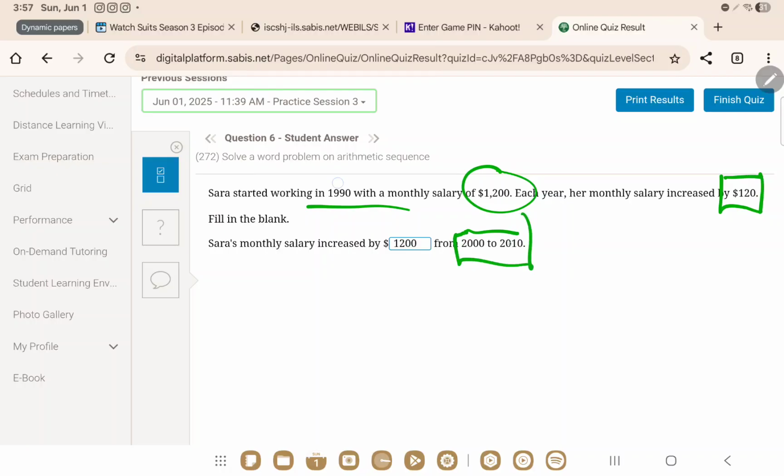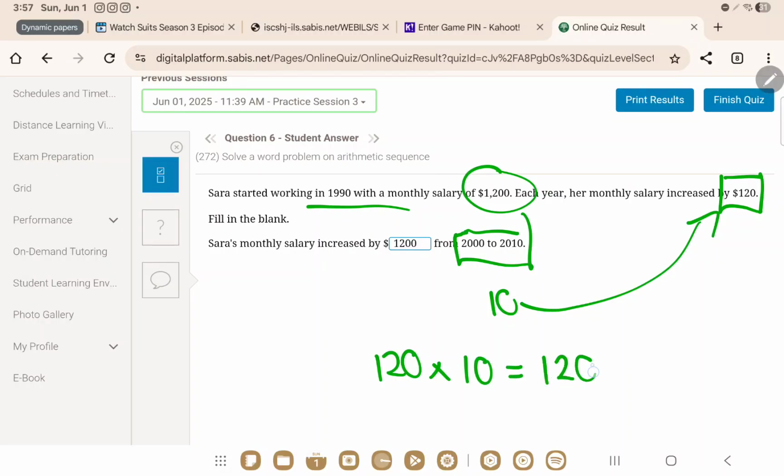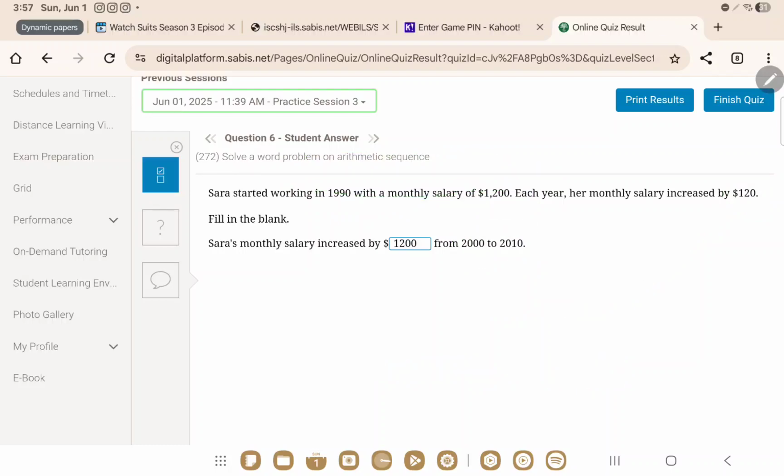So, how many years passed by? 10 years. And if each year it increases by this, it increased by 120 times 10, which is 1,200, and that is your final answer. This entire piece of information was given to throw you off. None of it mattered. Now let's move on.